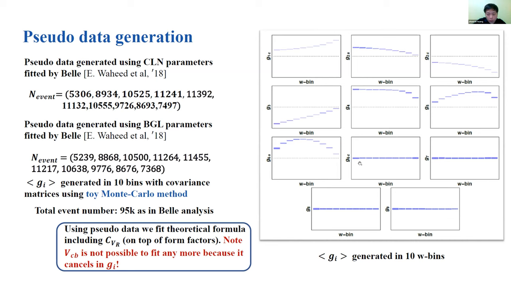So this plot shows the generated G parameters in 10 bins. We can see that G6c, G7, G8, and G9 are zero. In fact, G6c and G7 receive no contribution from both left-handed and right-handed currents. But G8 and G9 can be non-zero if there is an imaginary part of CVR. So they are useful to measure the imaginary part of CVR and study the CP violation.